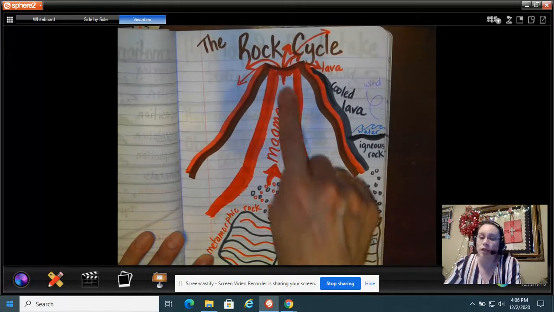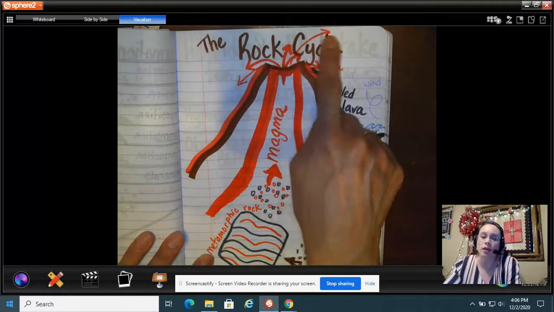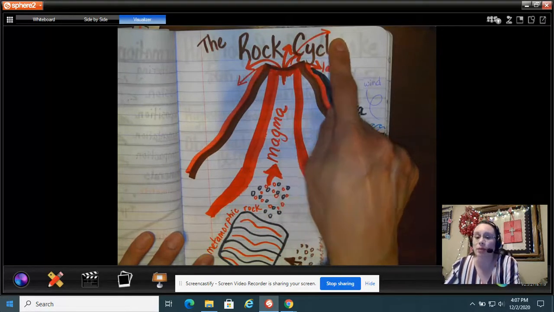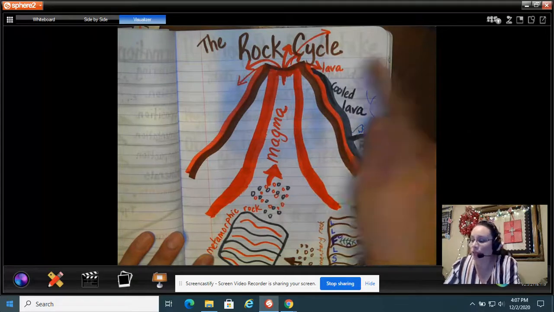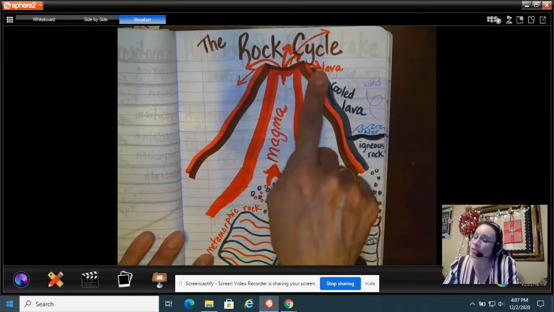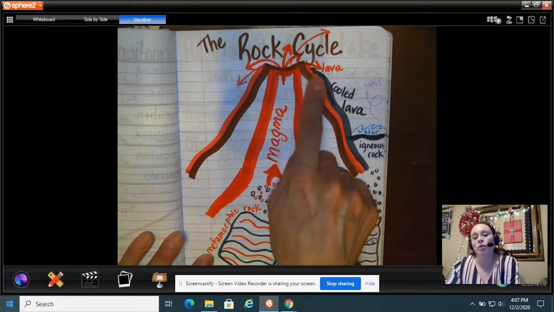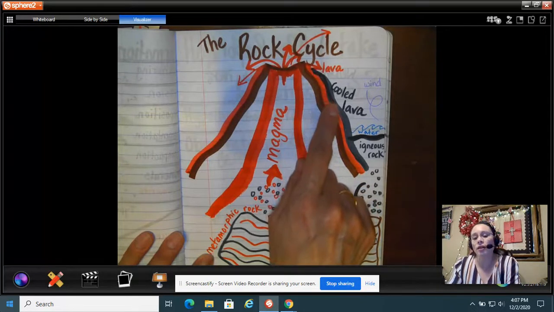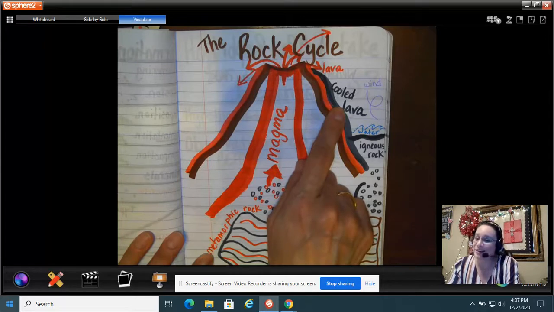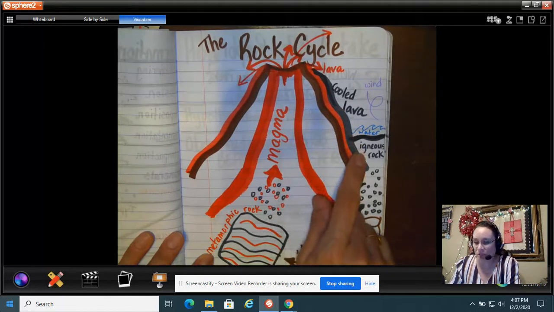So the volcano will erupt. Okay. It'll erupt, releasing some of that energy, and it releases the magma. But once it's out of the volcano, it's lava. Okay. Then the lava runs down the volcano and it starts to cool. Okay. It's not as hot. So when it cools, it produces igneous rock.